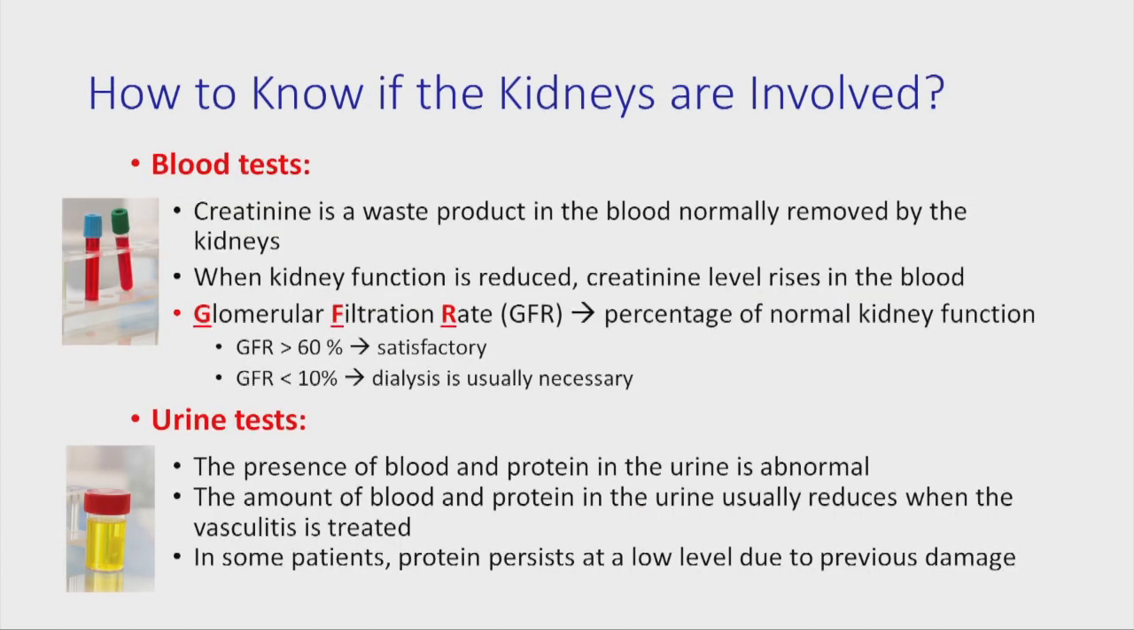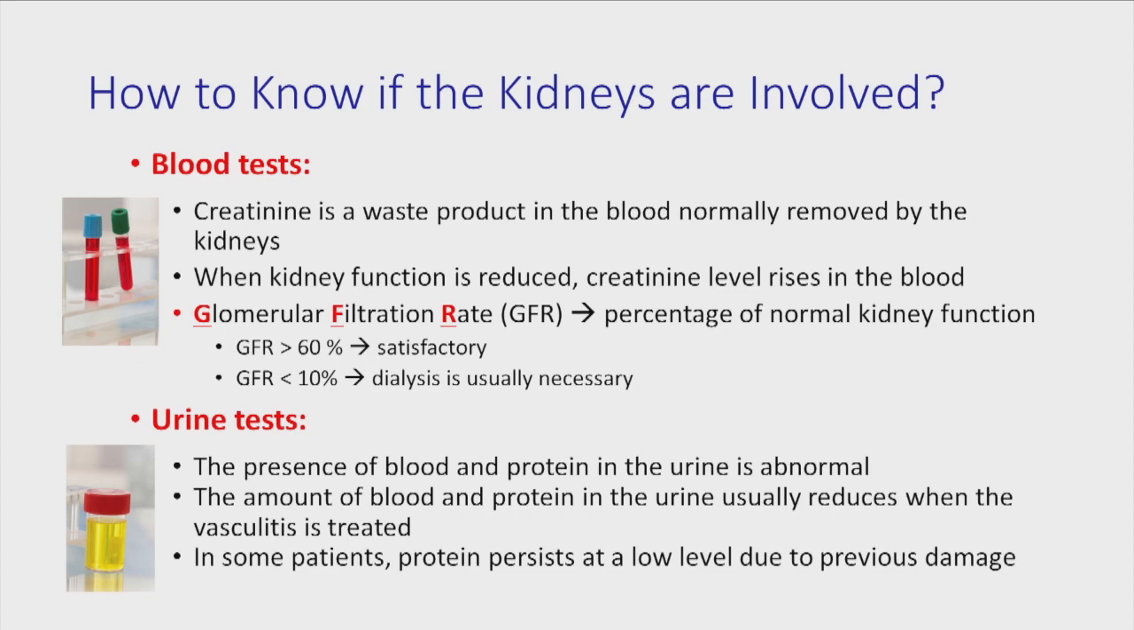So how to know if the kidneys are involved? As Dr. Speck mentioned before, we normally do blood tests and urine analysis every time that a patient who has been diagnosed with ANCA vasculitis comes to our clinic. And we do that to follow the inflammatory markers, to see if they have anemia or any signs of infection in the blood. And there are especially two tests that are very important to monitor the kidney function. One is we measure the creatinine. The creatinine is a waste product in the blood that is normally removed by the kidneys when they are functioning properly.